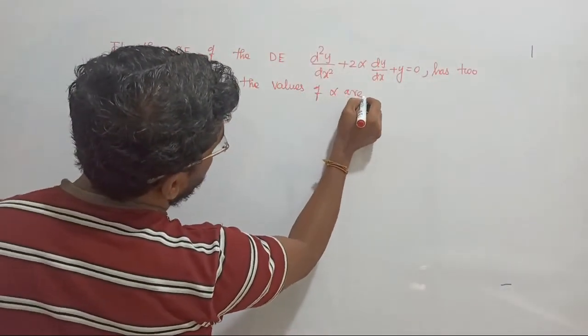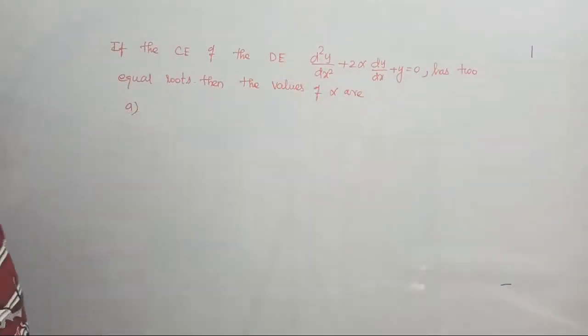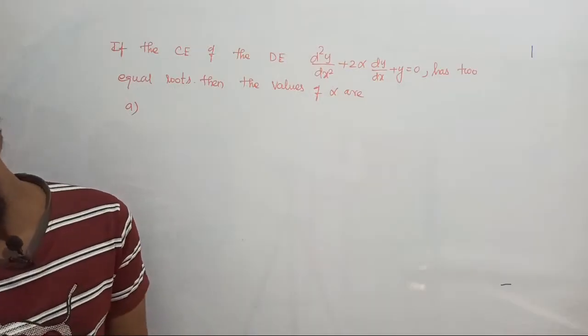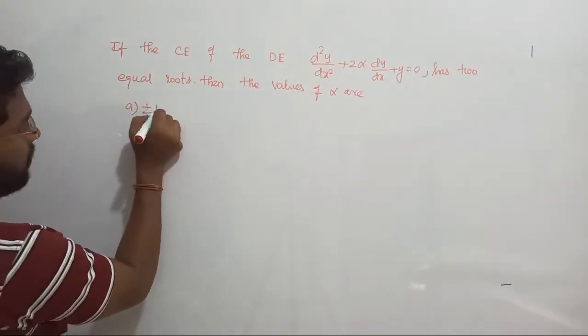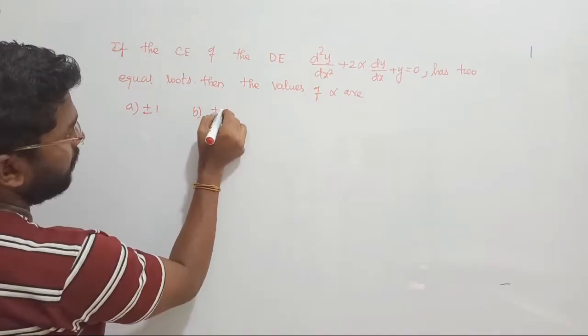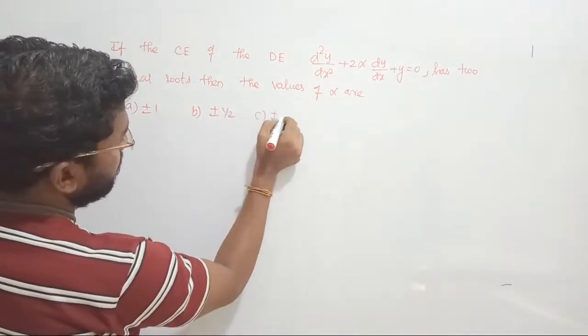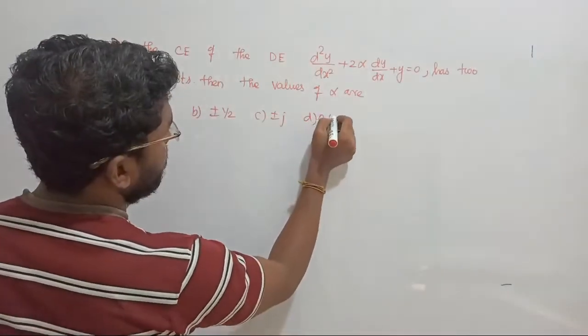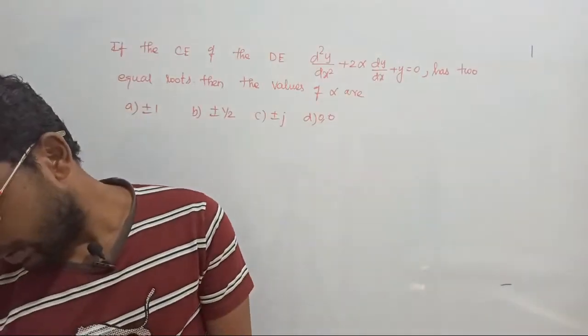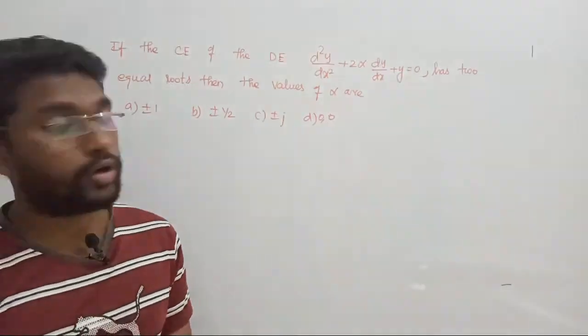In option A they have given plus or minus 1. Option B they said plus or minus 1 by 2. Option C they said plus or minus j. Option D they said 0, 0. I think they have given these 4 options.